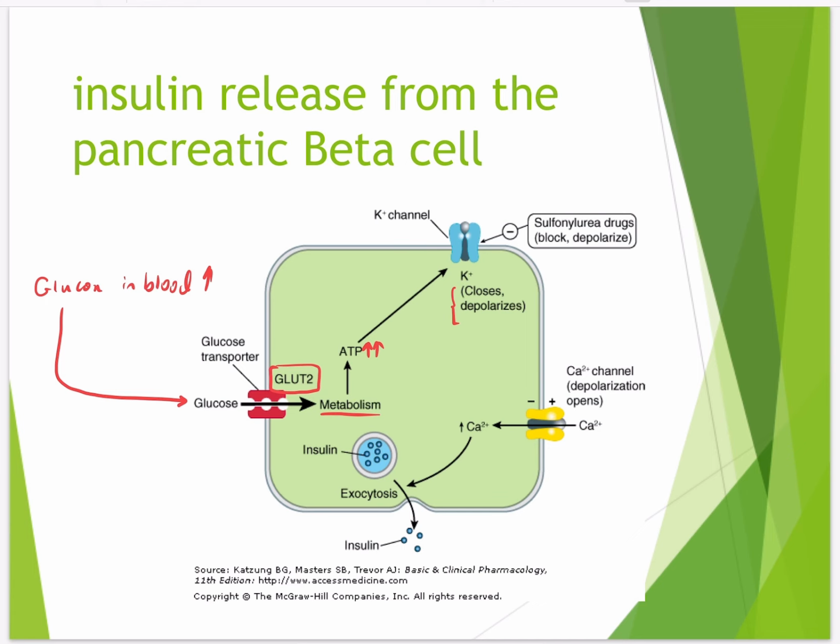In this case, inside the cell there will be more depolarization, and because of this depolarization, calcium channels open and calcium comes inside the cell, and calcium is one of the reasons for the exocytosis of proinsulin from the beta cell. In this case proinsulin will go out.